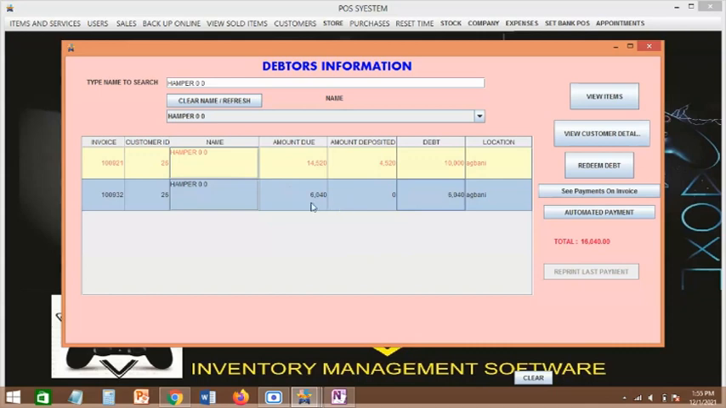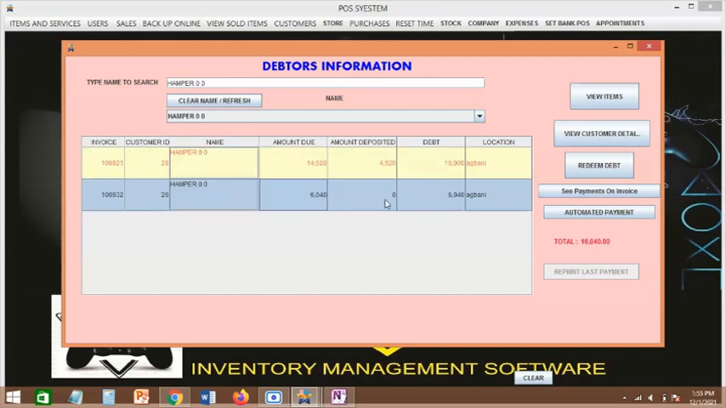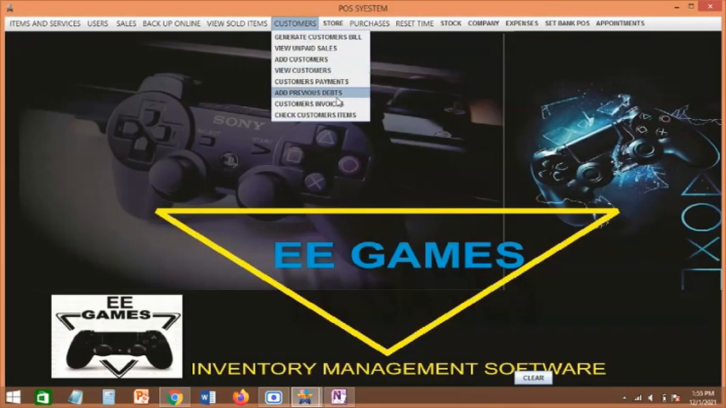Now this particular sale is an old sale. Formerly he was owing 14,520, and now we enter this 6,014 there. He didn't deposit anything at this point. Okay, remember this is an old transaction and it didn't affect our stock. All right, let's continue.